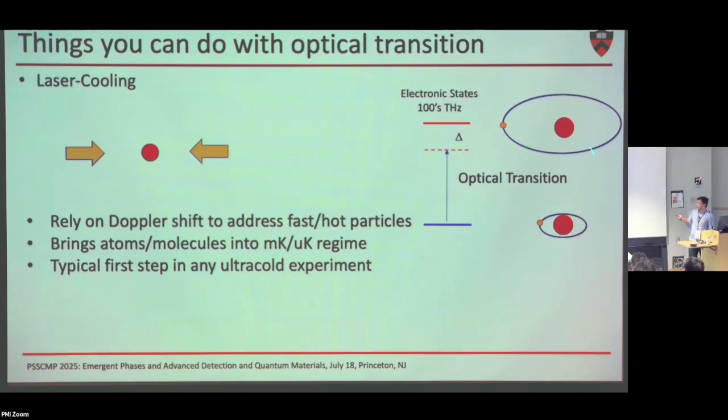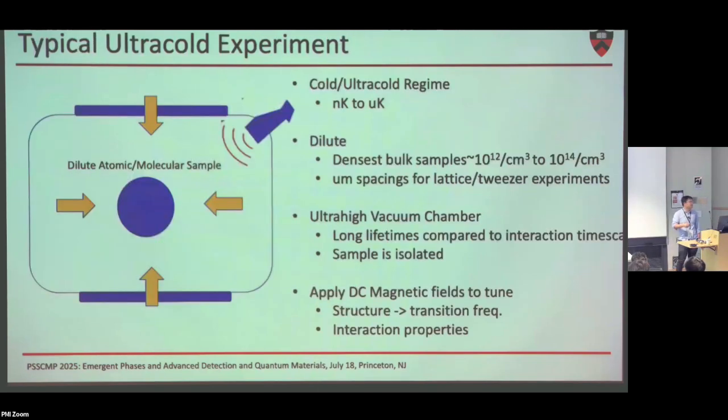All right, so that's a bit about how you can manipulate these things, essentially always using EM fields and a lot of it using optical radiation. So now let's take a look at the physical setup of these experiments. Typically, in order to do any of these quantum simulation experiments, we have to be in the cold/ultra-cold regime, typically nanokelvin to microkelvin range. Now you might think this is very cold, but it turns out that the energy scales of kinetic energy and interactions are also very, very low.